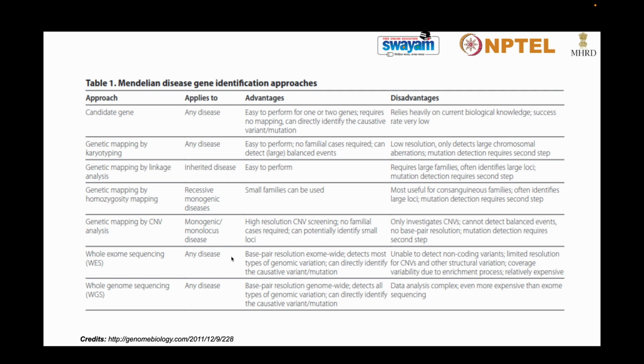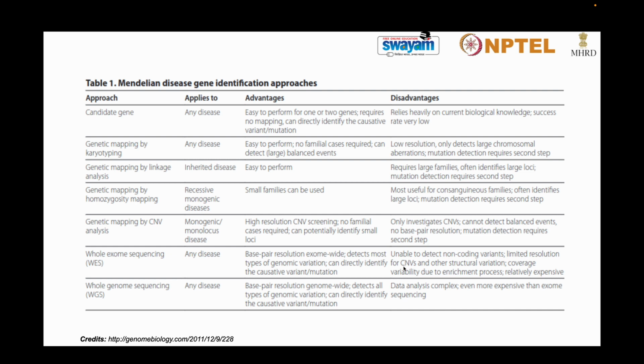It can be applied to any disease, and the advantage is that it provides base pair resolution exome wide. It detects most types of genetic variations and can directly identify the causative variant or mutation. In earlier approaches, you had to perform a second step for mutation detection. But in whole exome sequencing, you don't have to go for the second step. It itself identifies the causative mutation. It can be applied at the level of exons and can look for base pair changes that happen during a disease. So in that way, this approach is ahead of the previous approaches.